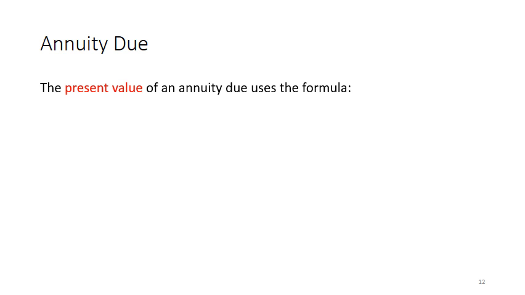The present value of an annuity due uses this formula. Take a look at the formula. It's very similar to ordinary annuity. Both formulas are very similar, except the difference is that you have times bracket 1 plus k. So this is the only difference.